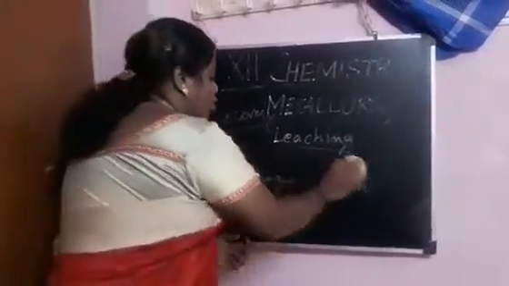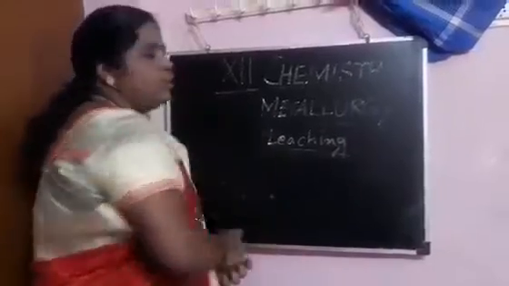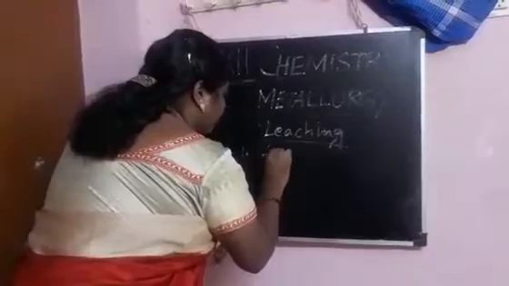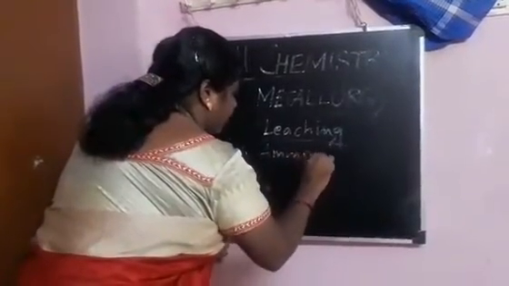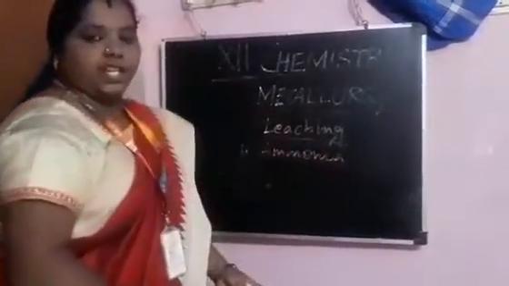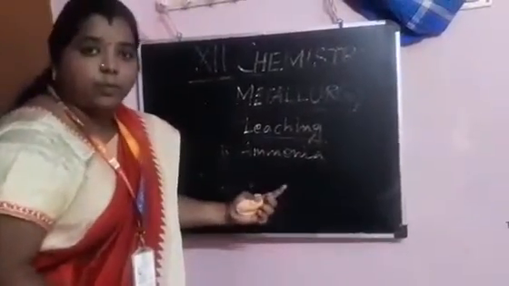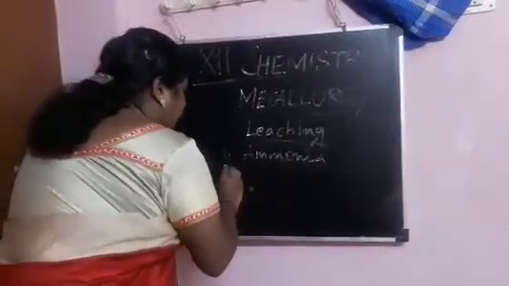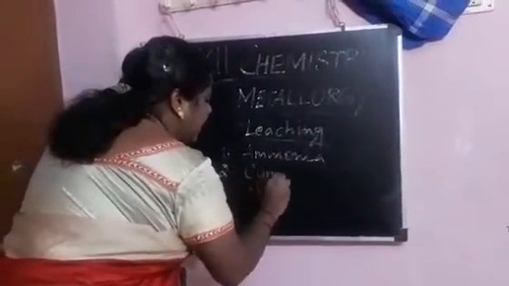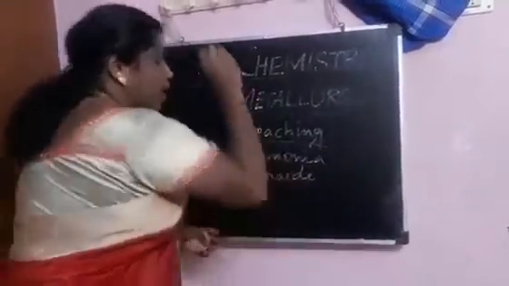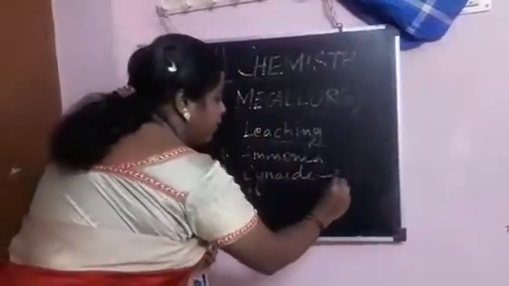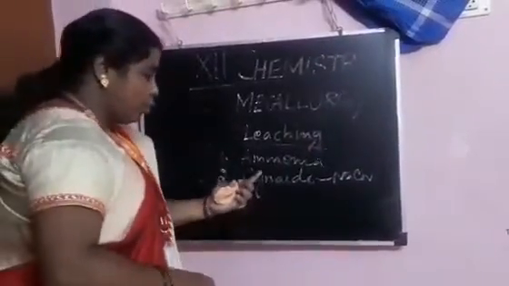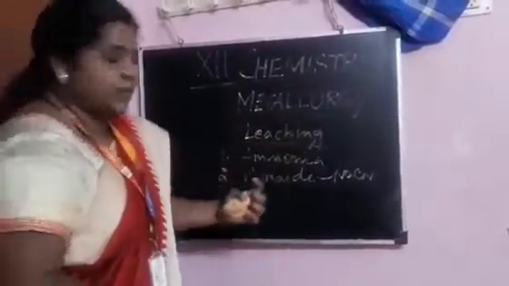Again, there are several kinds of leaching. First one is ammonia leaching. In this method, we have to put ammonia to remove the soluble substance. And the second one, cyanide leaching. In this method, for example, we are using sodium cyanide. A cyanide substance we have to use to remove the soluble substance.